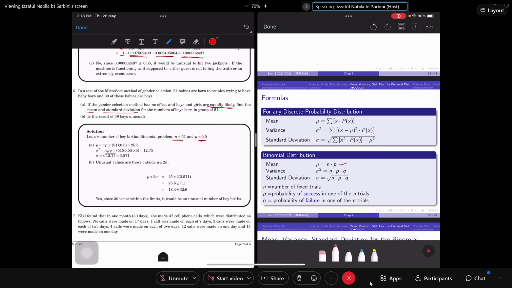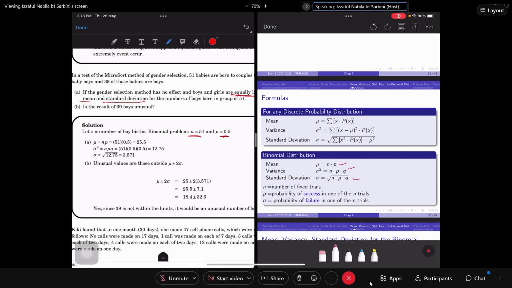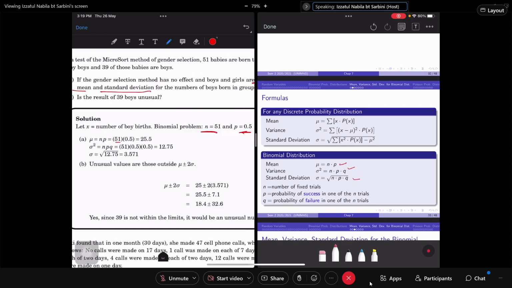Mean is equal to n times p. Variance is equal to n times p times q, and standard deviation is the square root of variance. So our mean is n times p, so you just multiply. So you get 25.5. This is the mean.